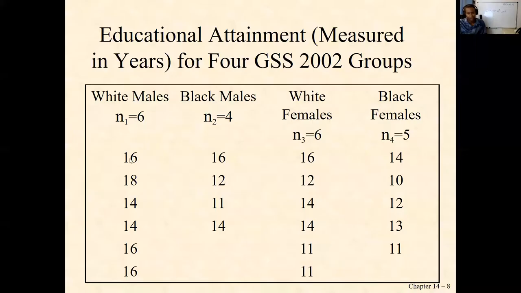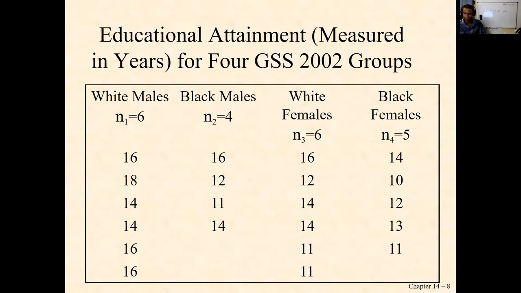So then you do that for 16 minus 15.67, get that number squared, then 18 minus 15.67, 14 minus 15.67, 14, and you just keep on doing that for white males. Then we get over to black males, we get to 16, but we wouldn't do 16 minus 15.67, we would do 16 minus 13.25. So you subtract by the mean of that specific sample, okay? And we'd get that deviation, then we'd square that up. 12 minus 13.25, which is the mean of that sample, get that deviation squared up. And we keep on doing that till we get all four black males.